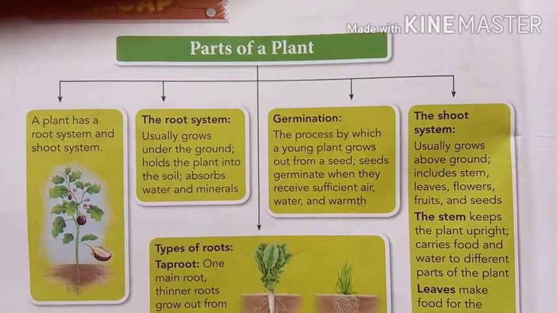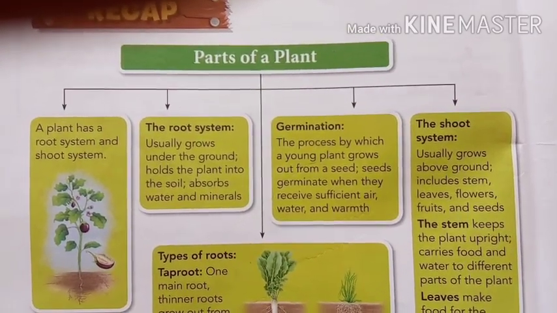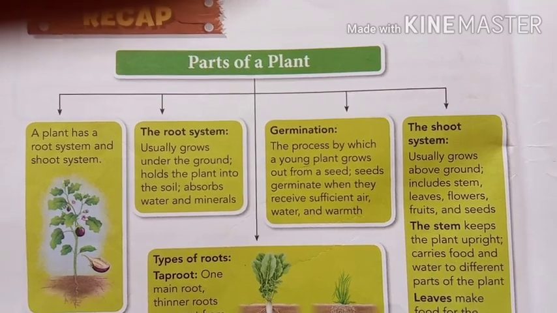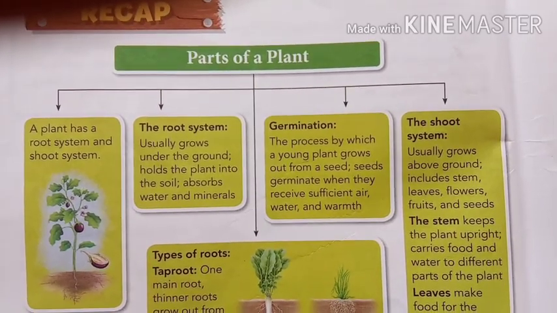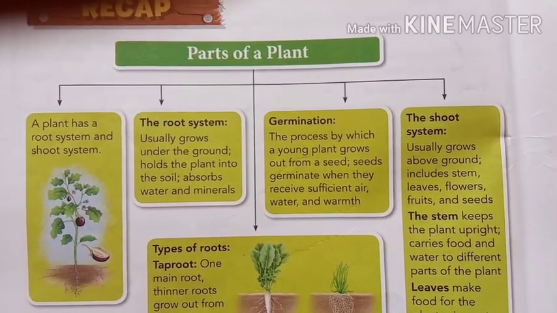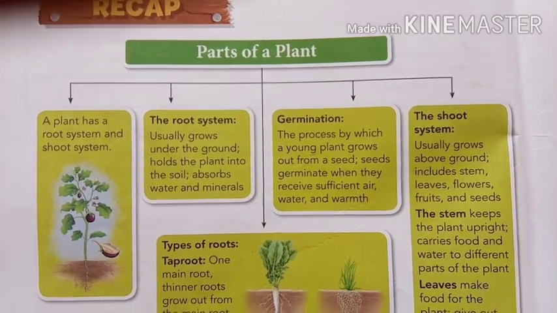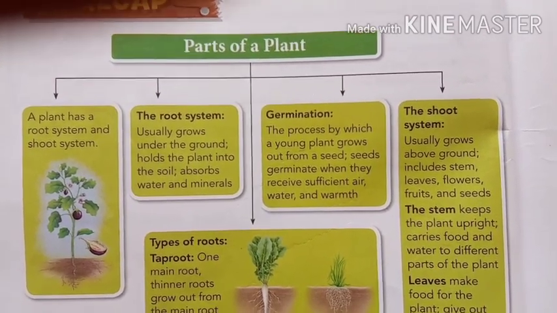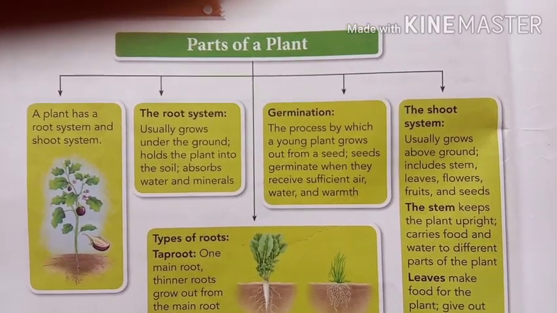So in this chapter we have learned about the systems, right. Root system and shoot system. Root system includes types of root, right. Taproot and fibrous root. And in shoot system we have learned the parts of the plant, their functions, right? And also we have discussed one topic, that is germination.